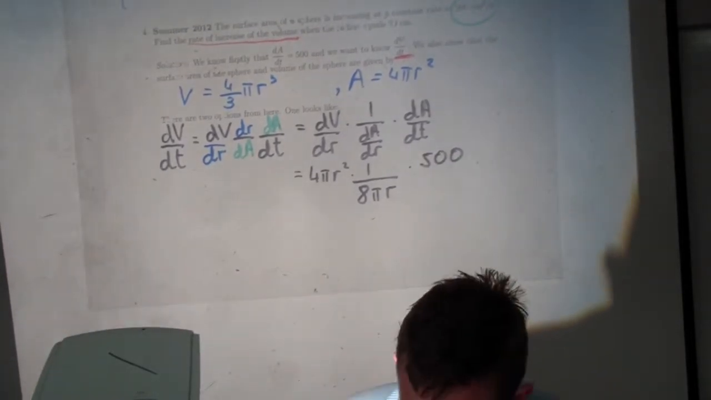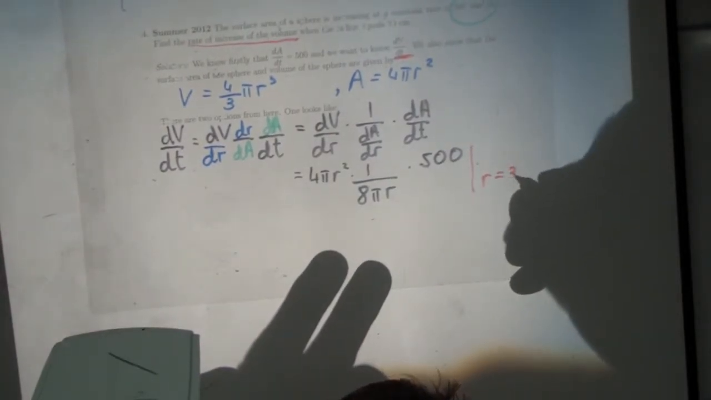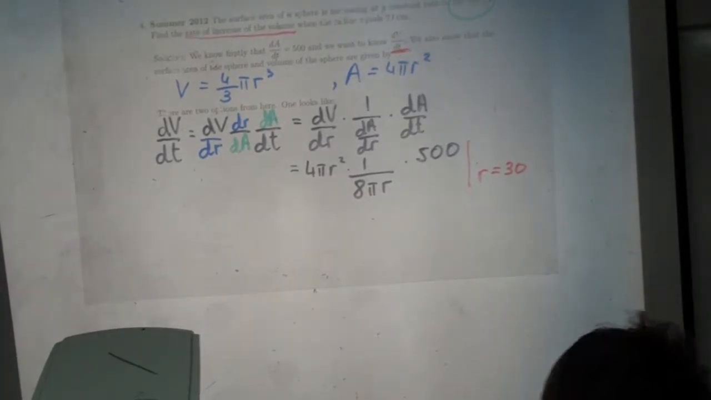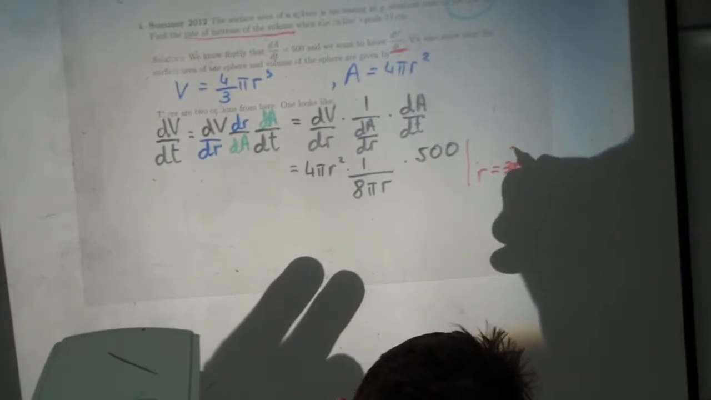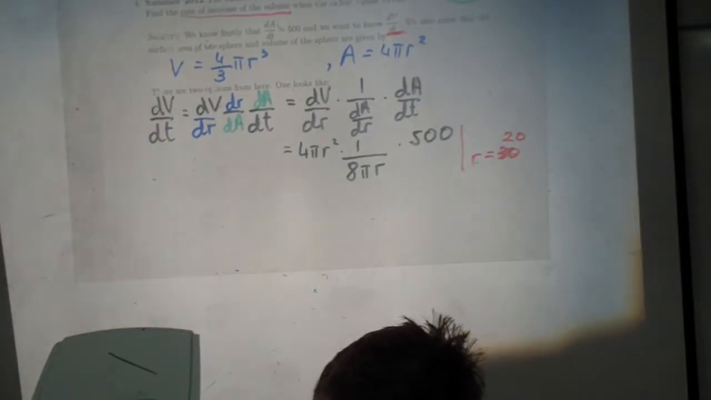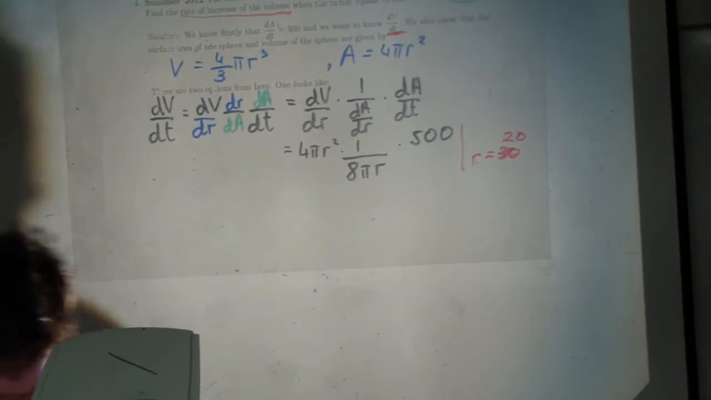And do we know the radius? 30. Yeah, 20, sorry. So we'll sub that in. Well, this one will get an exact number, I think. 4 by 20 squared divided by 8 by 20 by 500. And it's coming out as 5,000.